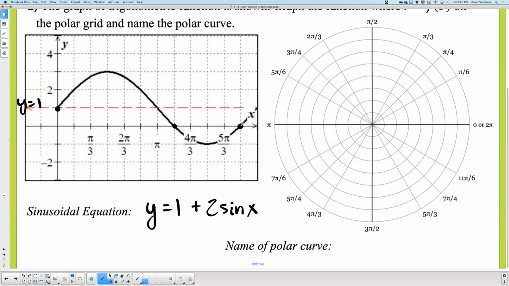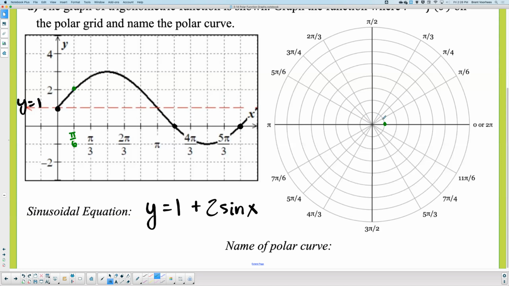Here we go. Let's plot it and see. We start at 1 toward angle 0. Okay, here's a great point. What is half of pi over 3? That's pi over 6 right there.